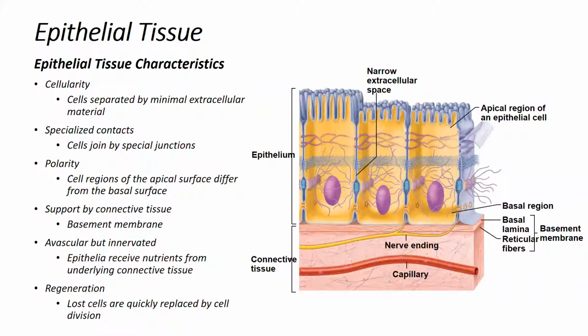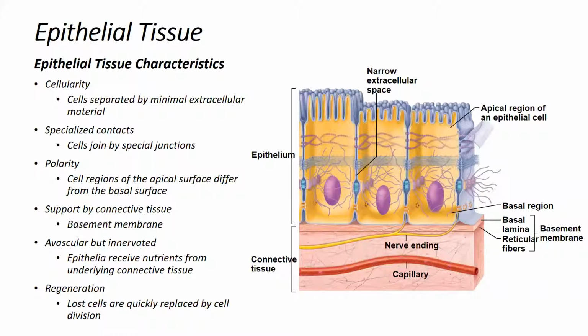But they are innervated. So as you can see, the nerve endings do actually leave the connective tissue and go up into the epithelial tissue. So they are avascular, meaning no blood supply, but they are innervated. So they do receive those nerve endings, and they do have a sensory component.